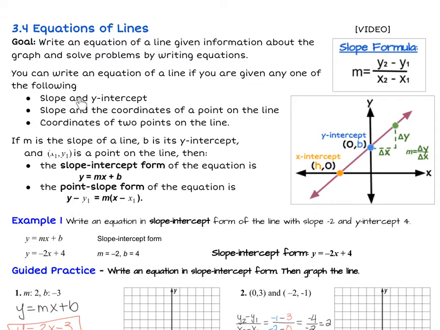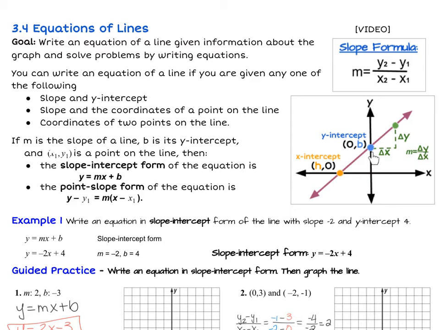So if you're given a slope and a y-intercept, if you're given the slope and the coordinates of a point on the line, if you're given coordinates of 2 points on the line. So if you're given any one of these, you're able to find the equation of the line. So just a refresher here, we have your slope formula at the top right. We also have a graph here, and I just wanted to refresh your memory.